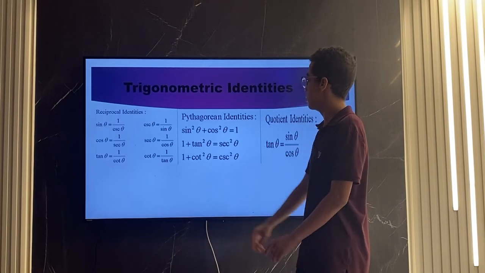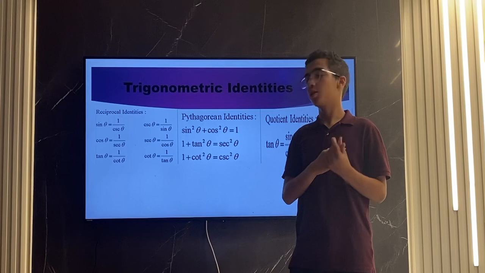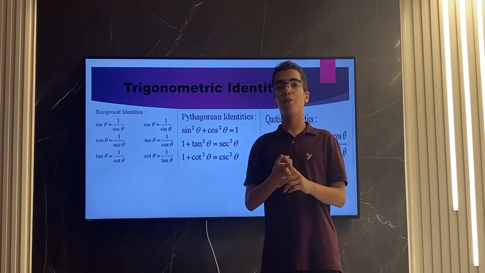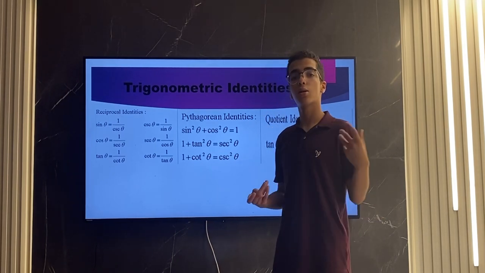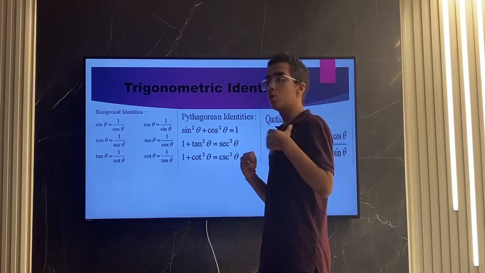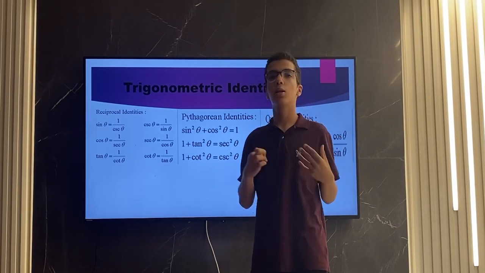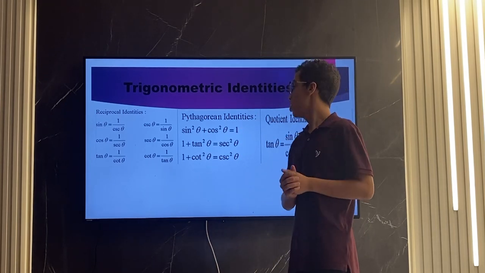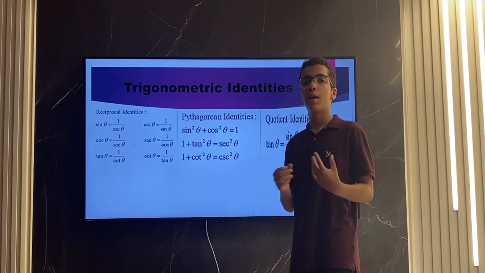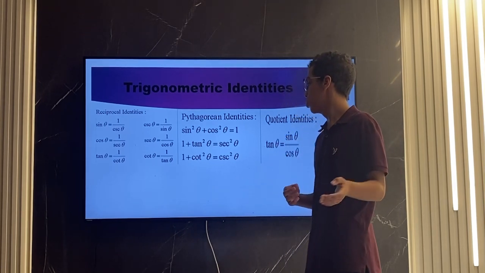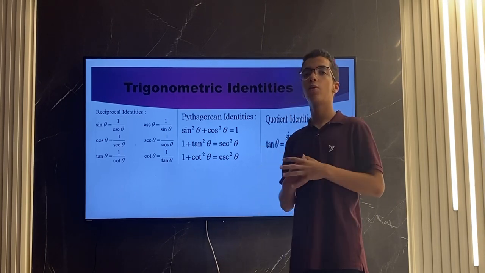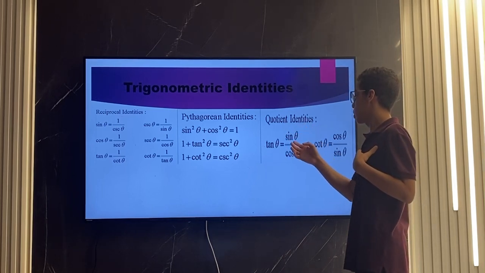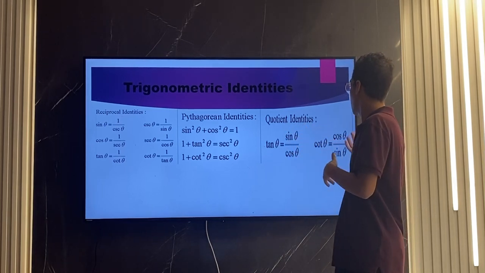Let's continue. Trigonometric identities. We have three types of identities: reciprocal, Pythagorean, and quotient. The reciprocal says that sine equals 1 over cosecant, cosine equals 1 over secant, and tan equals 1 over cotan; cosecant equals 1 over sine, secant equals 1 over cosine, and cotan equals 1 over tan. The Pythagorean identities: sine power 2 plus cosine power 2 equals 1, tan power 2 plus 1 equals secant power 2, and cotan power 2 plus 1 equals cosecant power 2. The quotient identities: tan theta equals sine theta over cosine theta, and cotan equals cosine over sine.